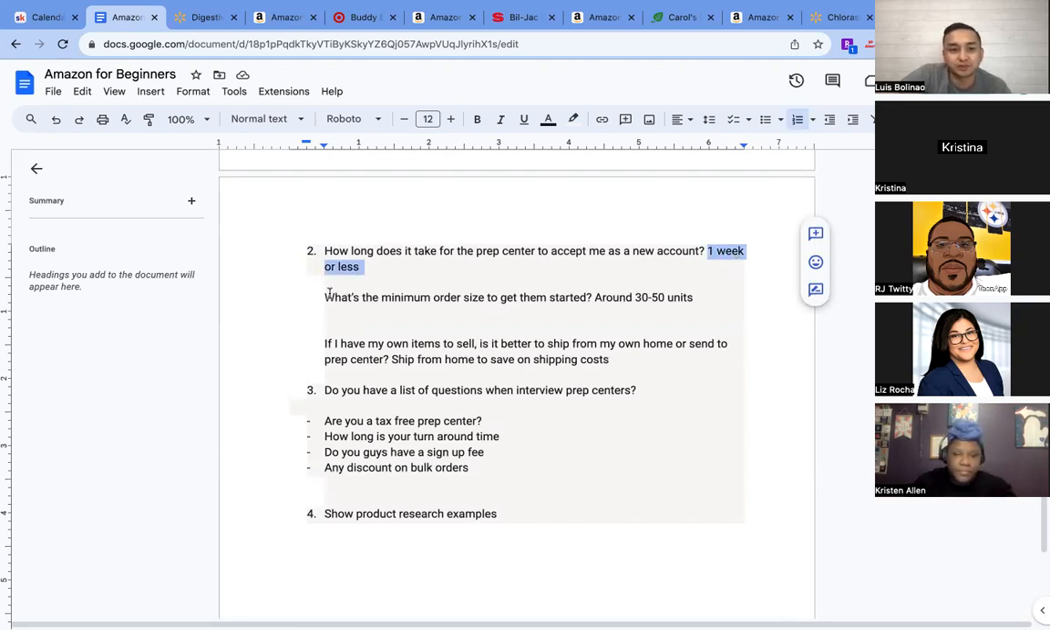And then the second question is, what's the minimum order size to get them started? So I want to say around 30 to 50 pieces or units. And that's because these prep centers usually receive your products, and then they put your products in one big box. They pack and prep it and they ship it. So this one big box is usually around 30 to 50 pieces of inventory.